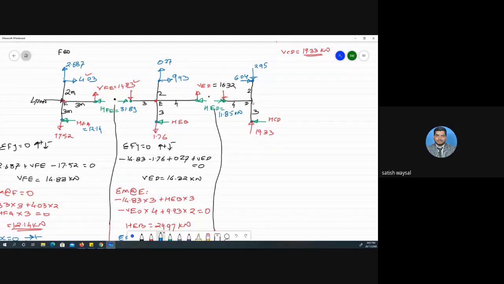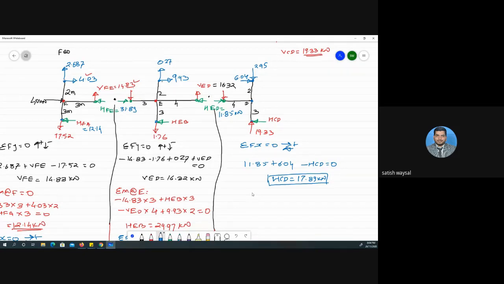If you come back to joint D, how many unknown forces are there? Only HCD. So we can apply directly summation Fx is equal to 0. Positive, this is negative 11.85 plus 6.04 minus HCD is equal to 0. So HCD is equal to 17.89. Okay, good. Kilonewton.